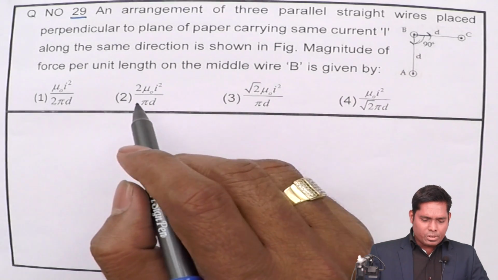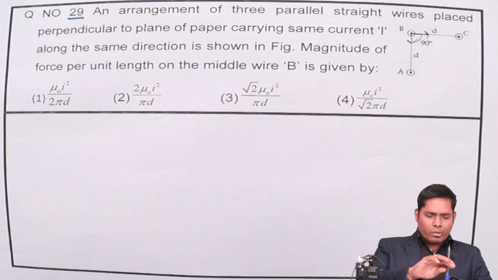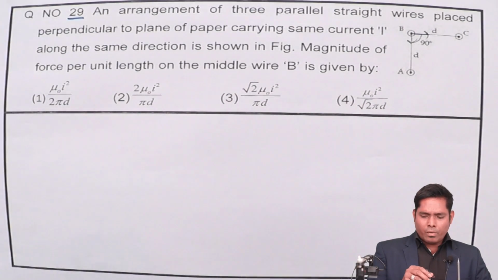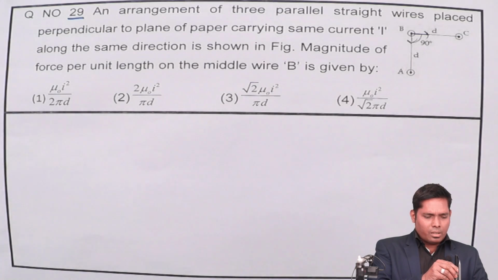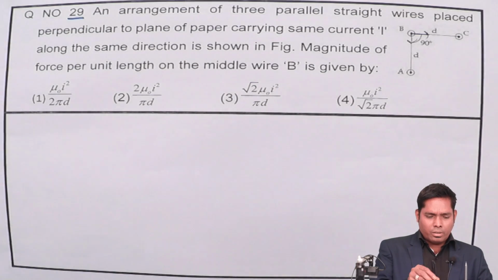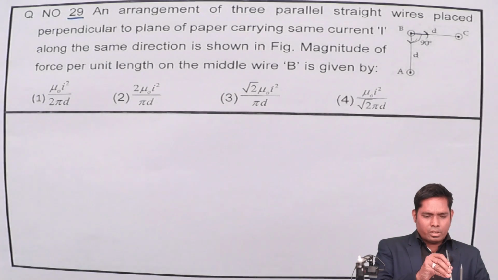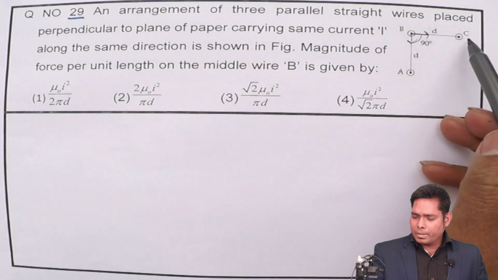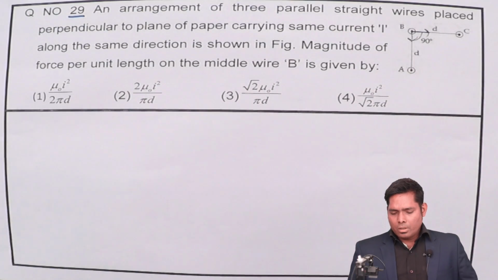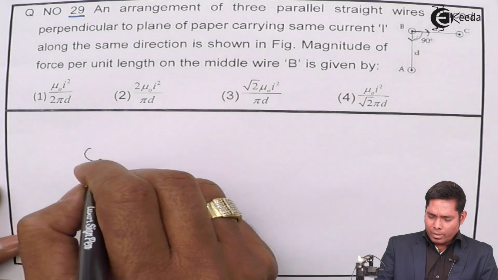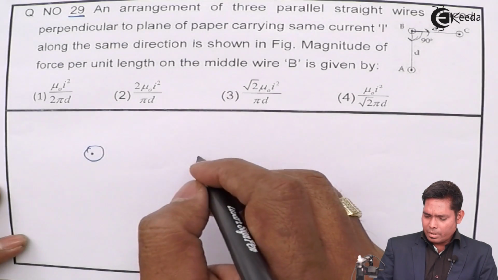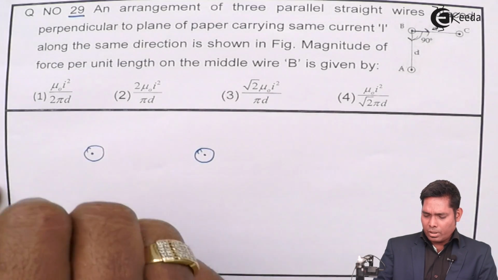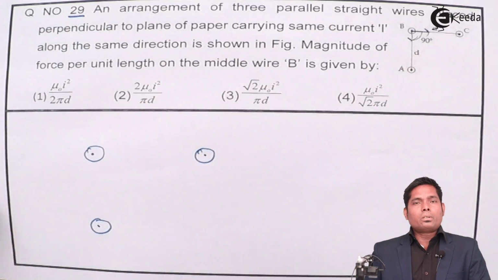So basically this is the plane of the paper. We have got three conductors placed perpendicular to the plane. One is here, another is here, and the third one is here. In this fashion, it is represented with a dot over here. This dot represents the conductors. So let me just draw the diagram. One conductor is here, another conductor is here, and third one is here.